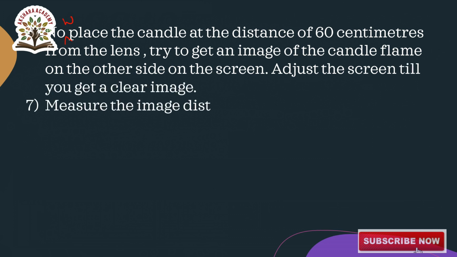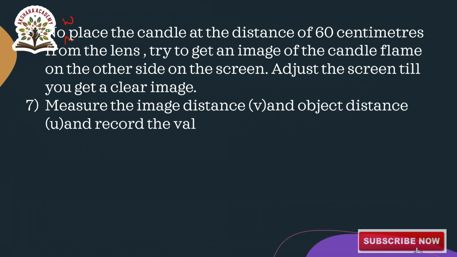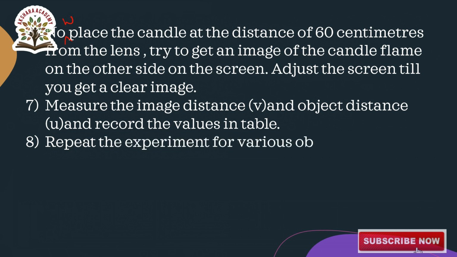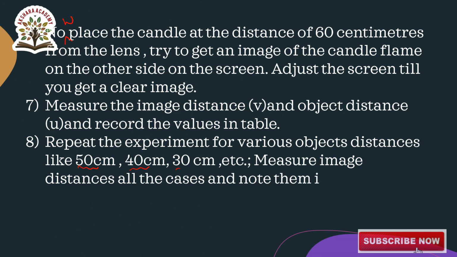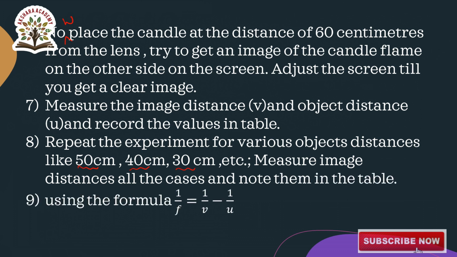Adjust the screen until you get a clear image. Measure the image distance and object distance and record the values in the table. Repeat the experiment for various object distances like 50 centimeters, 40 centimeters, 30 centimeters, etc. Measure the image distance in all the cases and note them in the table.